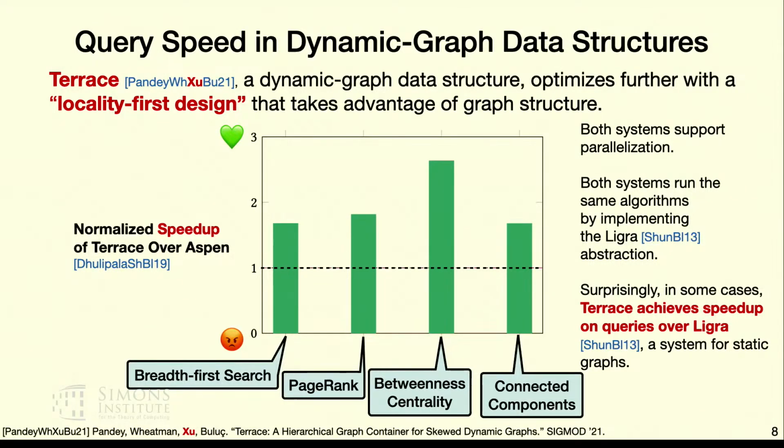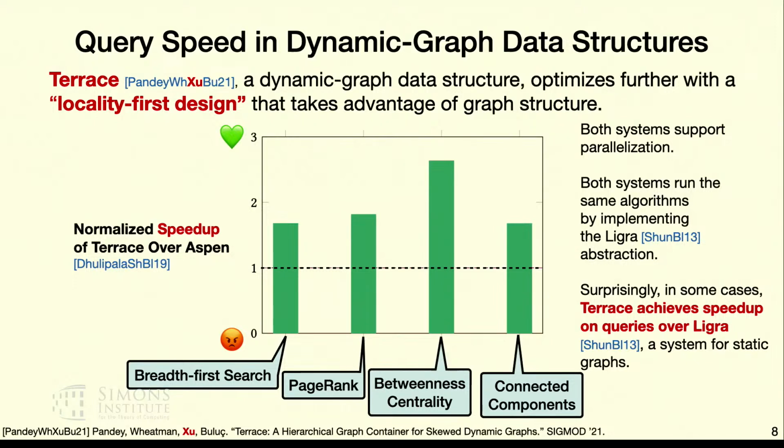This is a plot. The y-axis is normalized speedup of Terrace over Aspen, which is already fast. The line at 1 is equivalent, and the x-axis is just the several algorithms that we tried: breadth first search, PageRank, betweenness centrality, and connected components. Up is good. Above 1 means that Terrace was faster than Aspen. These are averaged over several data sets, but in these cases, Terrace often exhibits speedup over Aspen.